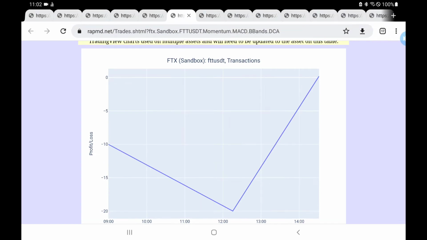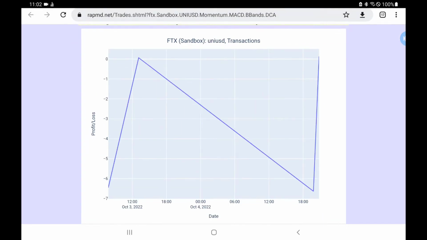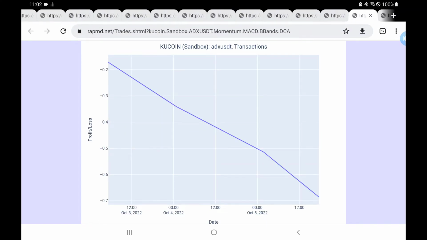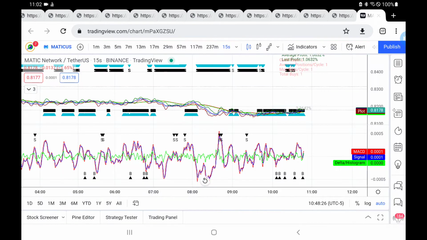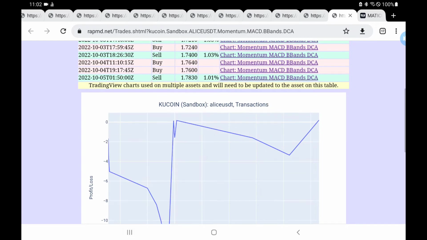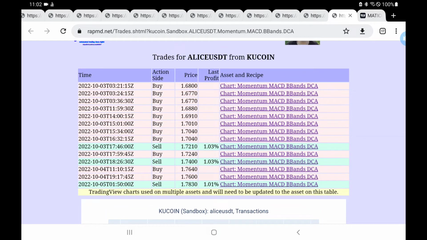Okay, let's get back to our coins. Okay, let's see. Okay, that's the end of the coins that we're working with. So now let's get to the chart and see just what really makes this approach so wonderful.